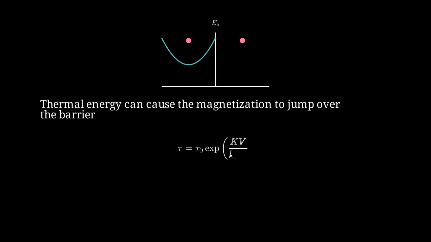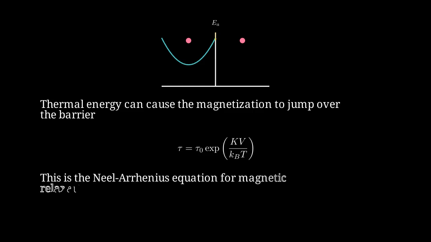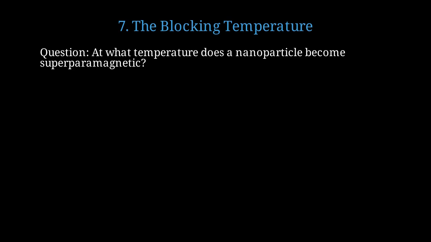The relaxation time tau equals tau0 times e to the power of KV over kBT, where tau0 is typically 10 to the minus 9 seconds. This is the famous Néel-Arrhenius equation that describes how quickly the magnetization flips. The transition to superparamagnetism is characterized by the blocking temperature. At what temperature does a given nanoparticle transition from blocked, stable magnetization to superparamagnetic behavior?